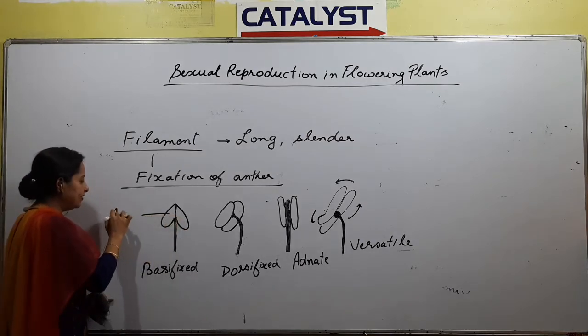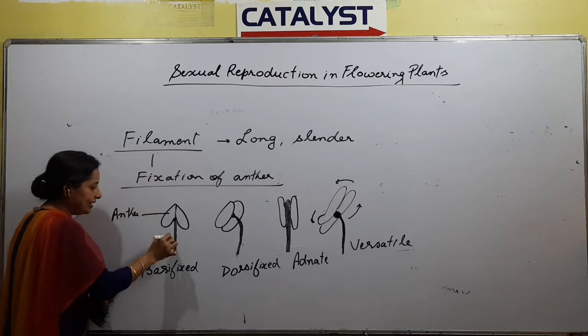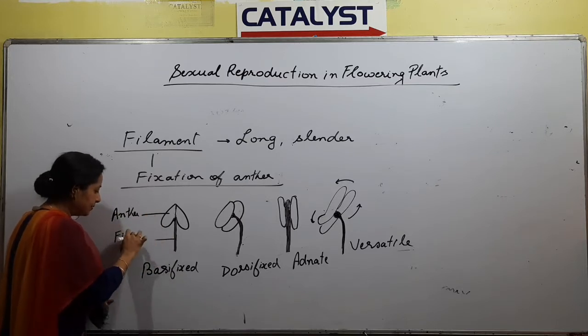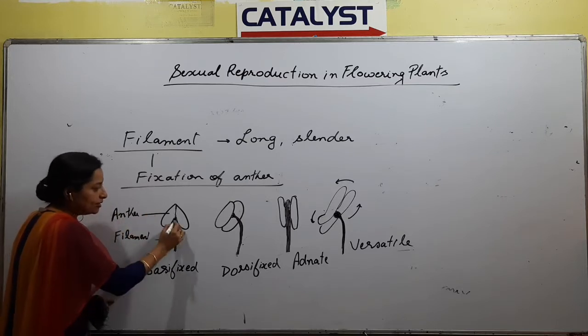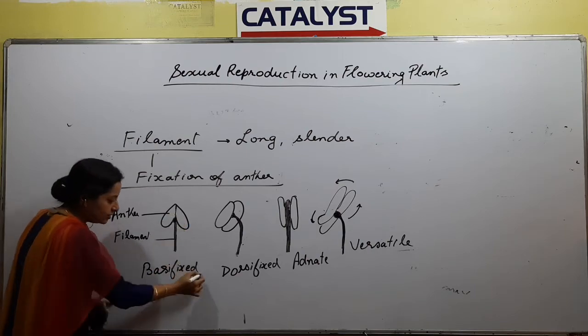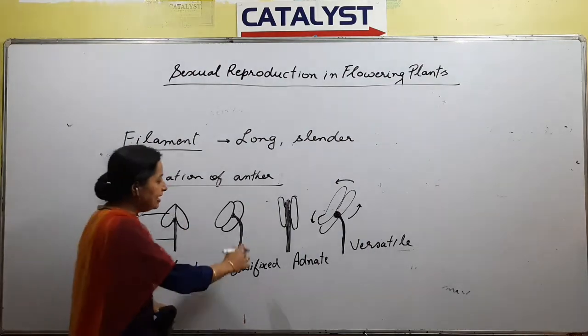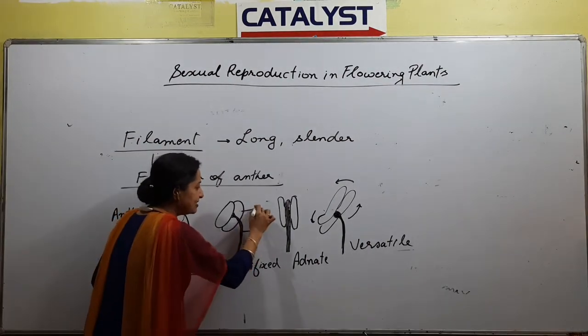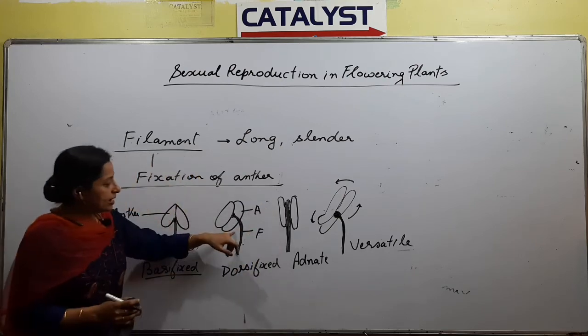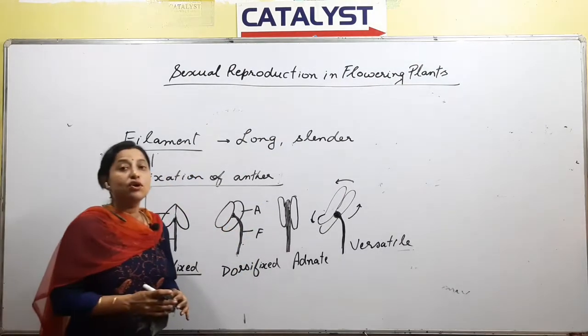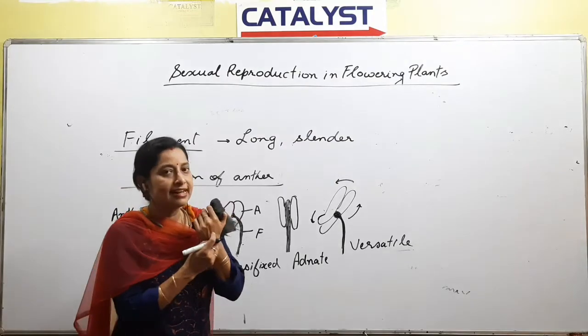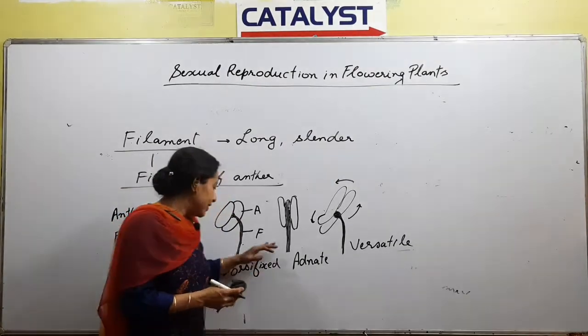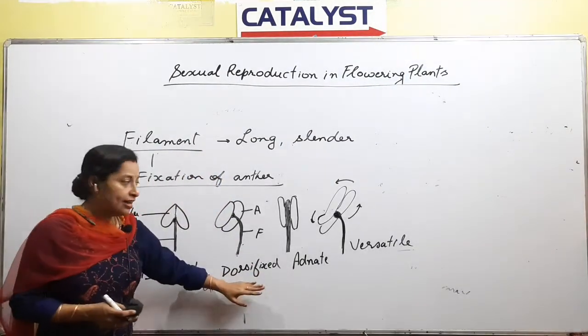This is the anther, right? And this is the filament, right? The filament is attached to the base, and so this is called basi-fixed. Similarly, this is the filament and this is the anther, and where is the filament attached? It is attached to the dorsal side of the anther, or the back side of the anther. So accordingly we have a term called dorsi-fixed.